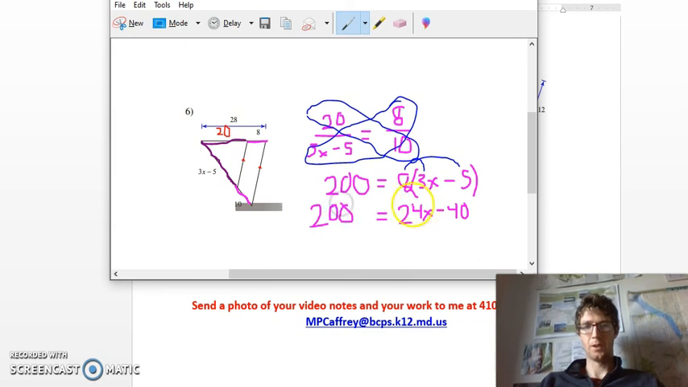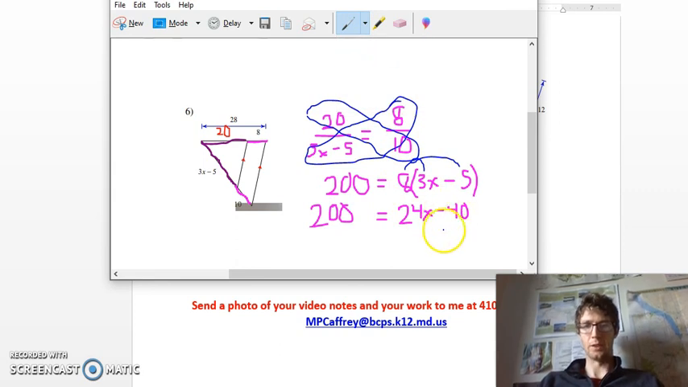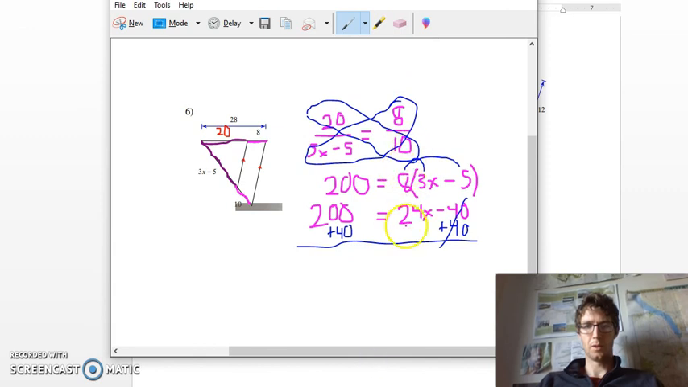200. So now we're trying to get the x by itself. Let's get rid of this minus 40. So I'm going to add 40 to both sides. We just got to do the opposite. So plus 40, plus 40. So add those across. Negative 40 plus 40 cancels. So we can cross that out over here. And let's see. 200 plus 40 will give you 240. By now you guys should see where this is going. We got 240 equals 24x.